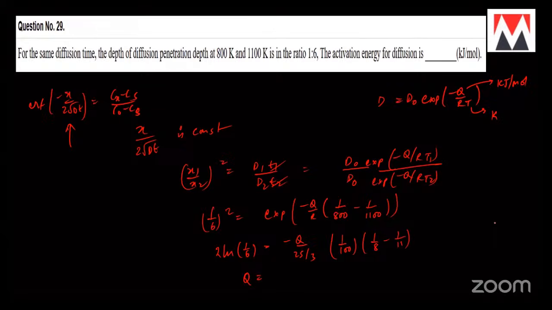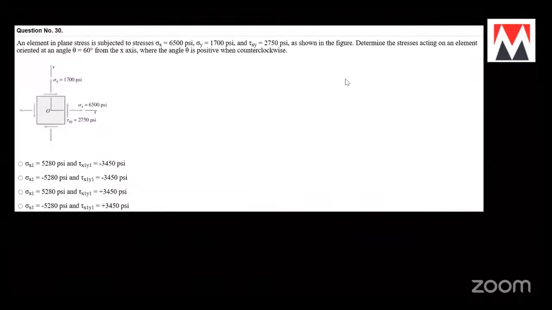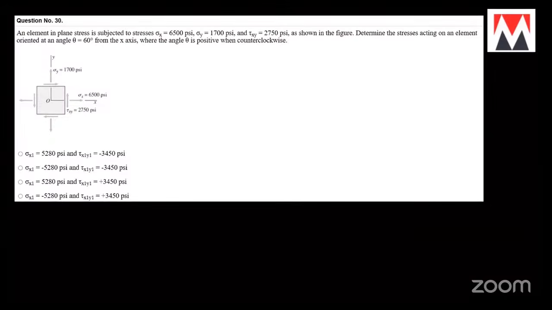So what is the value you get for Q? You get 87.6 kilojoule per mole. Very good. Please do this question. It's a very good question.